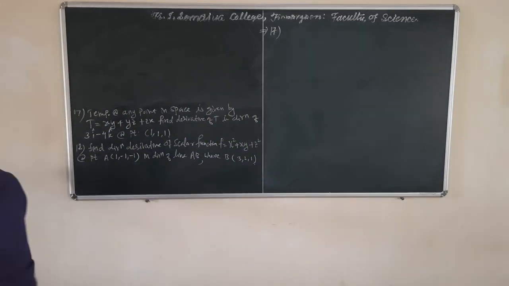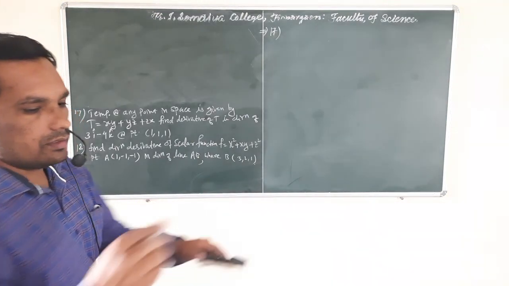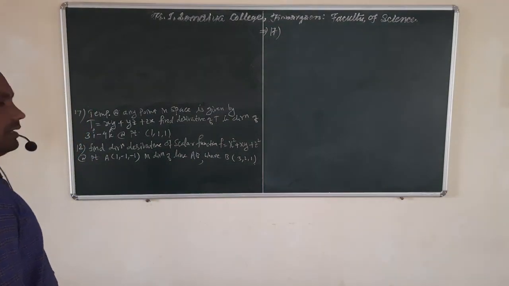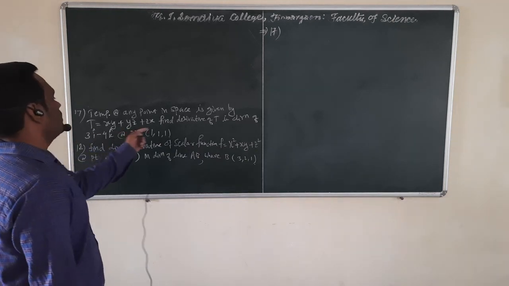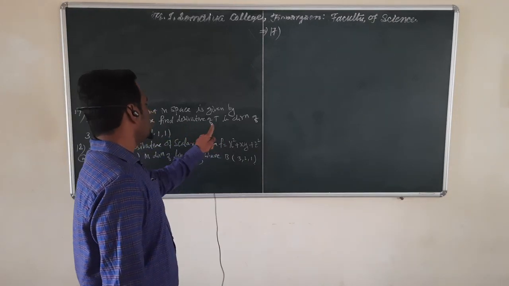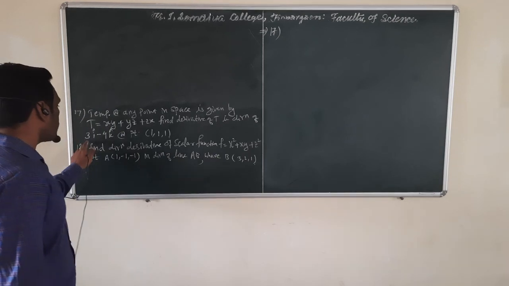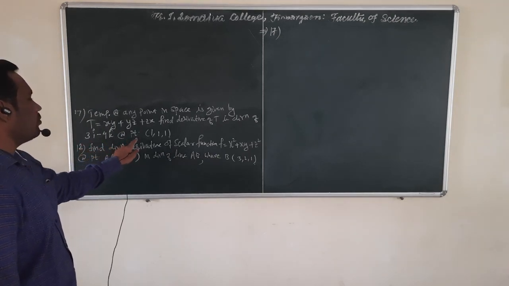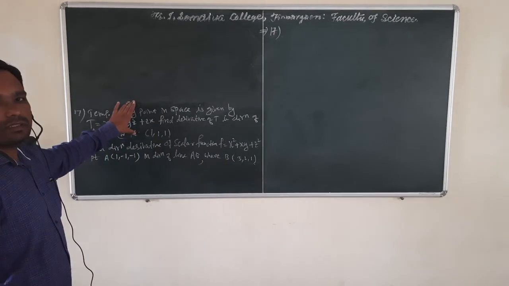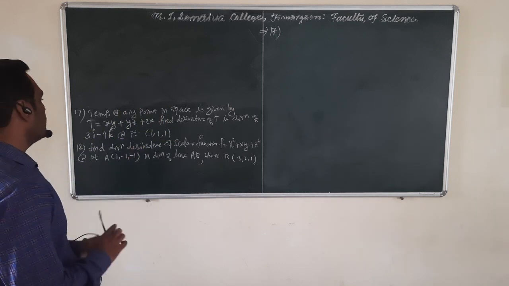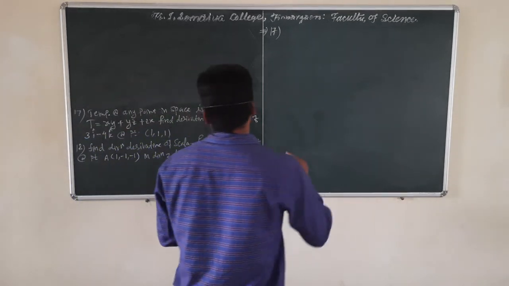What is problem number 17? Temperature at any point in space is given by T is equal to xy plus yz plus zx. Find the directional derivative of T in the direction of 3i minus 4k at point (1, 1, 1). So we already solved this type of problem, where we have to find out the directional derivative. For that, the function is T instead of phi. So T is given as this.